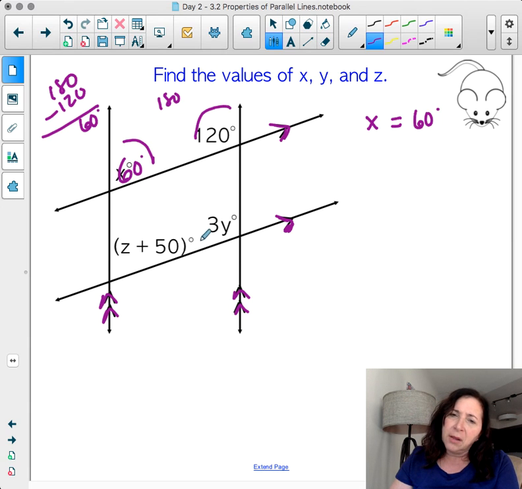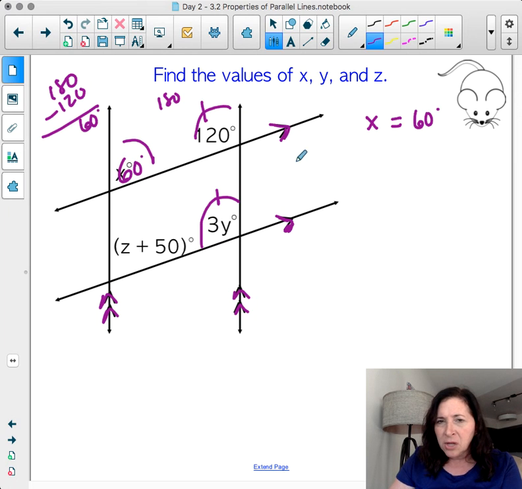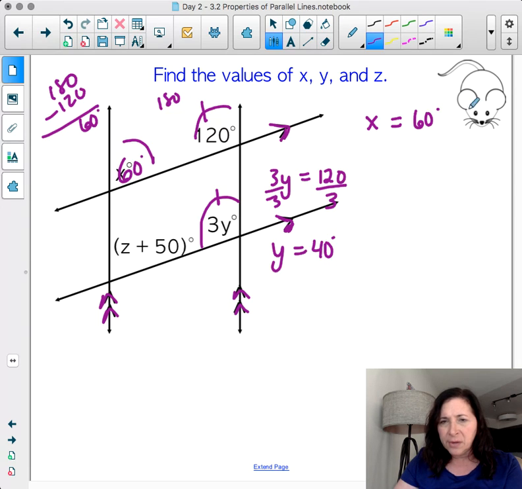Because these are parallel, I also know that this angle here is equal to this angle here because those are corresponding angles. So I could also say that 3y is equal to 120 degrees. And if I divide both sides by 3, I'm going to get y is equal to 40 degrees. So I have x equal to 60, I have y is equal to 40.